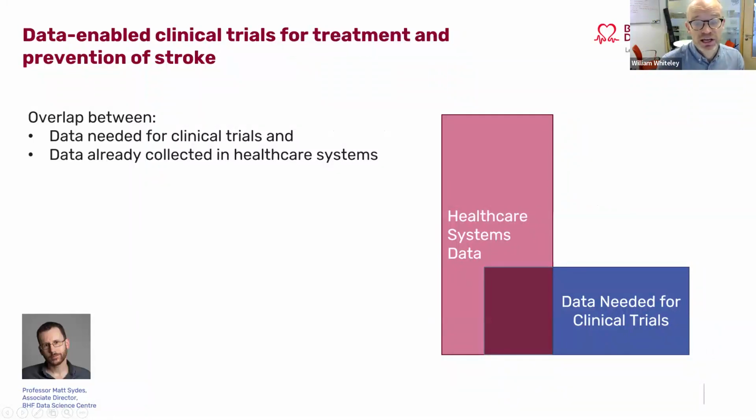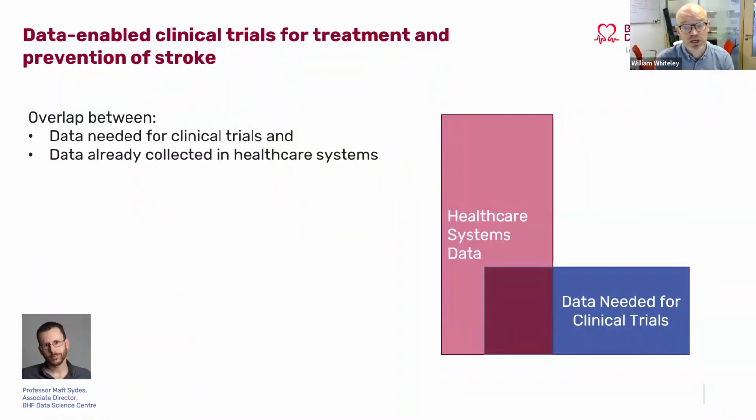First challenge is in data-enabled trials. How are we going to think about using this for the treatment and prevention in stroke? Well, why is health systems data important for trials? Well, what we can see is that there's an enormous overlap between data that's collected by health systems and data that's needed for clinical trials.